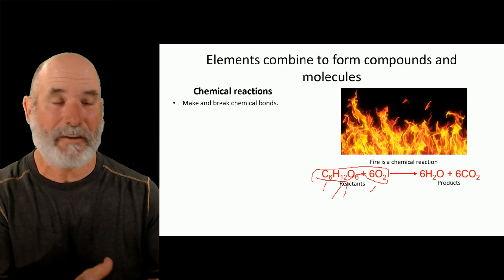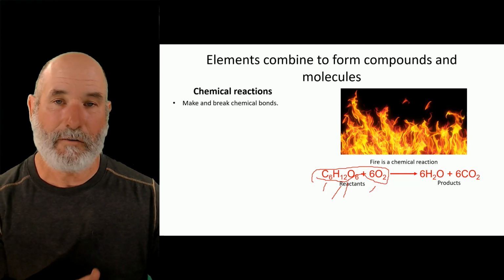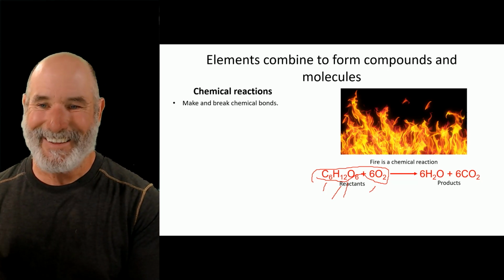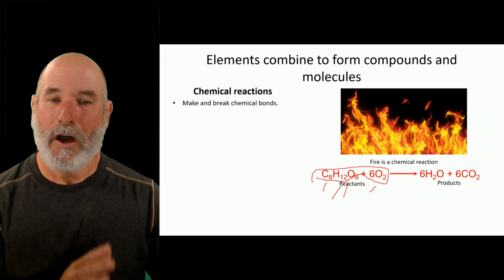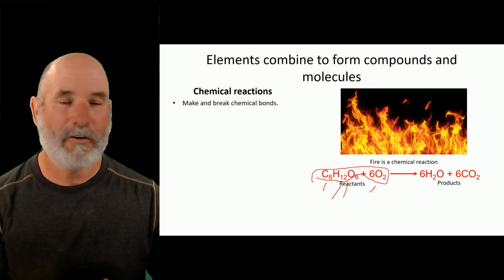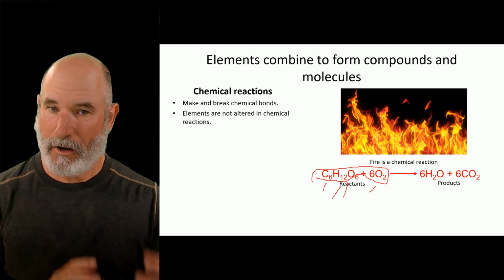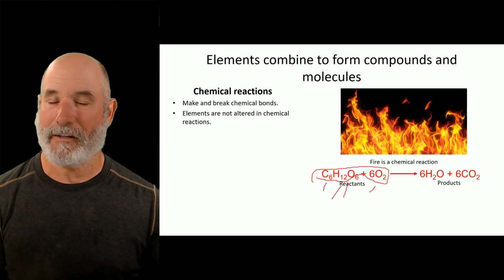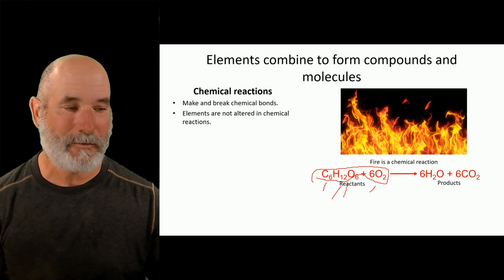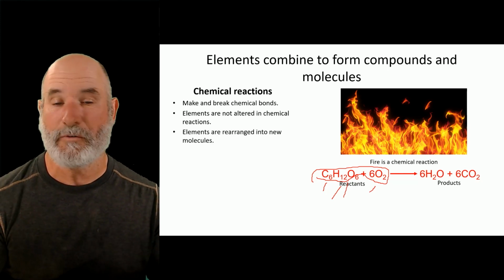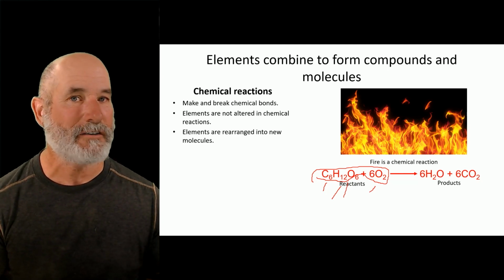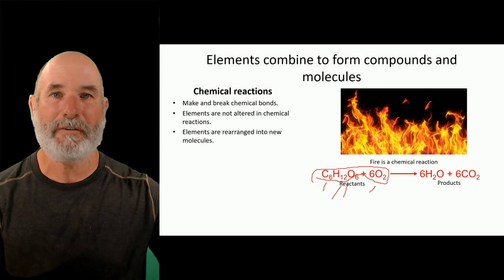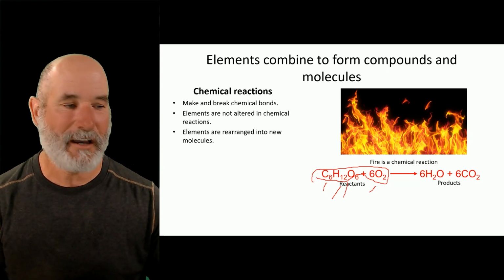We're going to break it down into these smaller things: hydrogen, water, and carbon dioxide. Importantly, in this chemical reaction, we're making and breaking chemical bonds. We're not altering any of the elements. You cannot alter an element through a chemical reaction; only a nuclear reaction can do that. But what we do is rearrange these elements into new molecules. So if I've got 6 carbons in my reactant, I've got 6 carbons in my product, hence 6 carbon dioxide molecules.